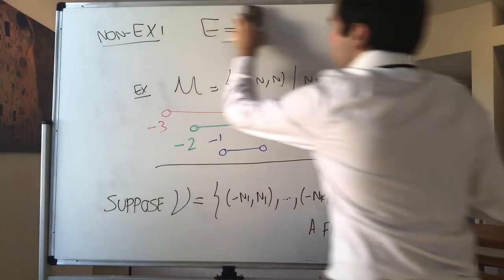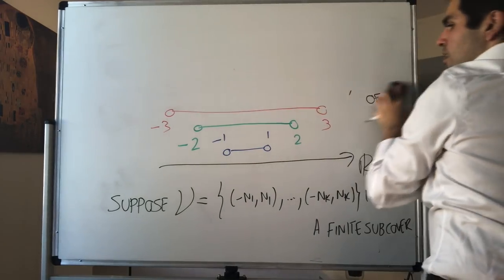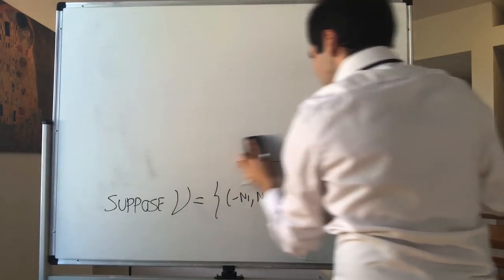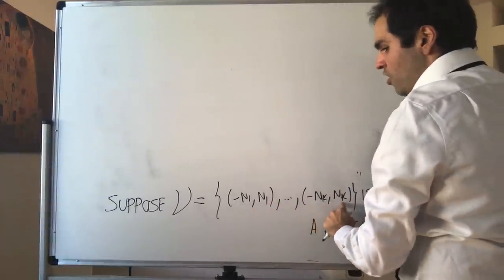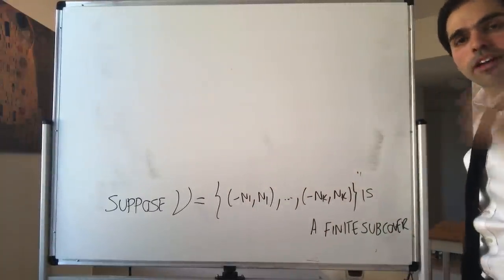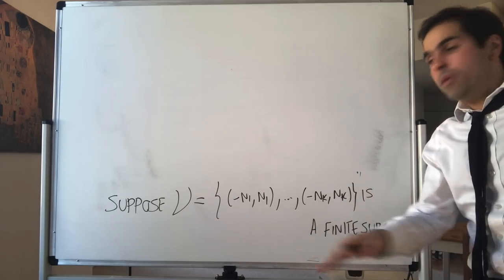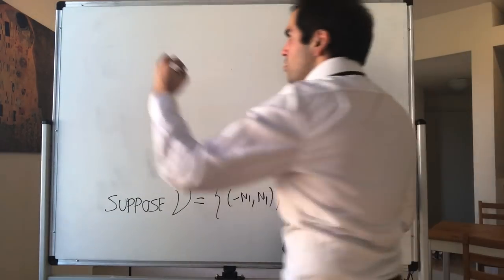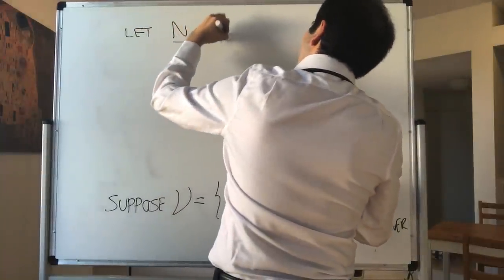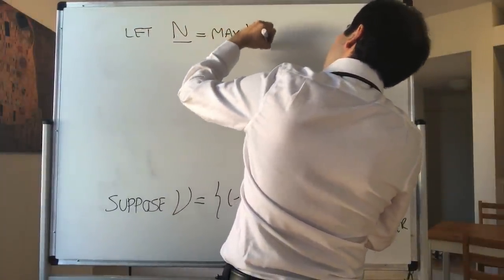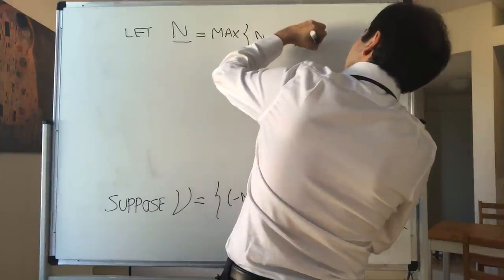Now, what did I want to say? So again, those are not necessarily nested. So let's say n_k could be smaller than n_1, but it doesn't matter. Just take the bigger one of all those numbers. So let capital N be the maximum of n_1 up to n_k.